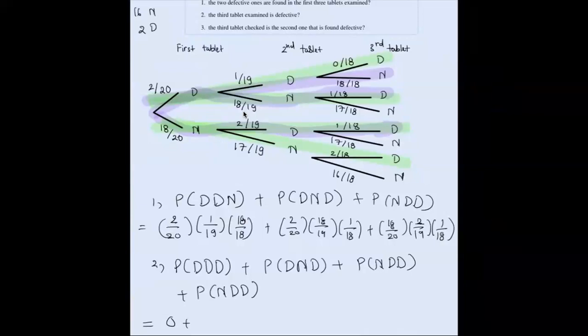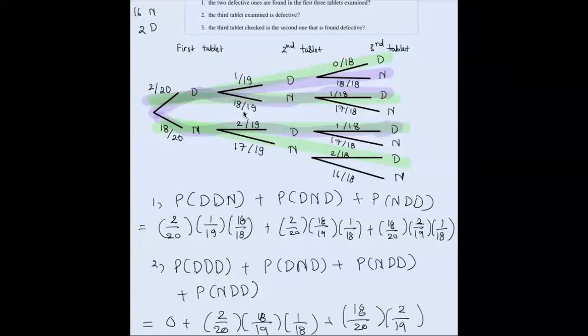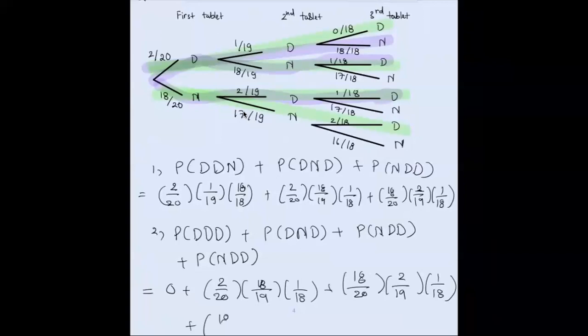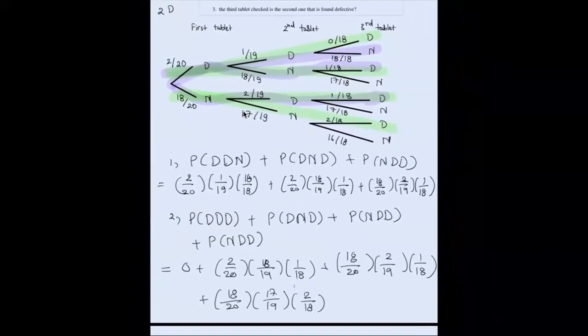The second one, we have 2 over 20, 18 over 19, 1 over 18. The path here, if you didn't see. The third one is 18 over 20, 2 over 19, 1 over 18. The last part is 18 over 20, 17 over 19, and 2 over 18. And again, you can just calculate the numbers and add them together, and you will get the final answer.